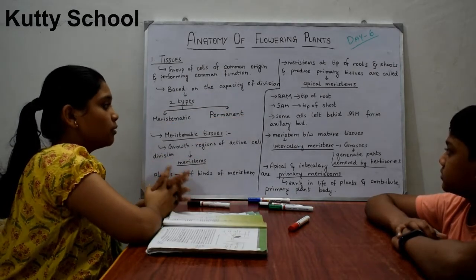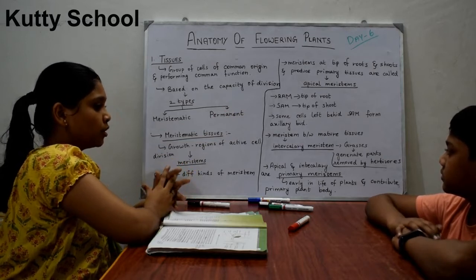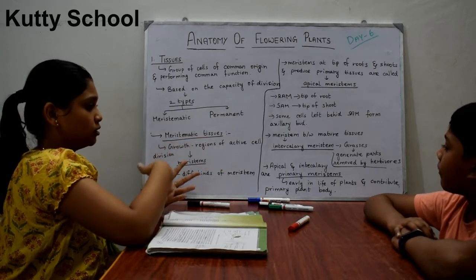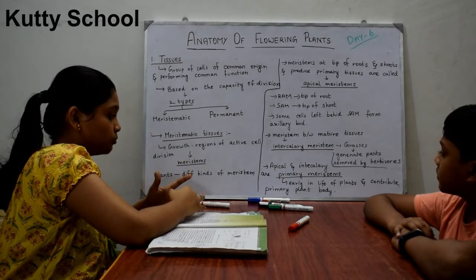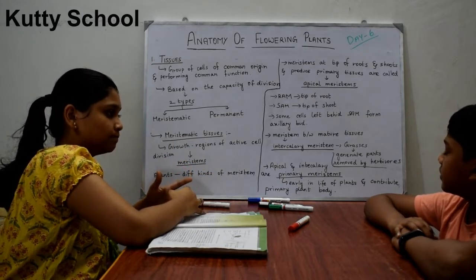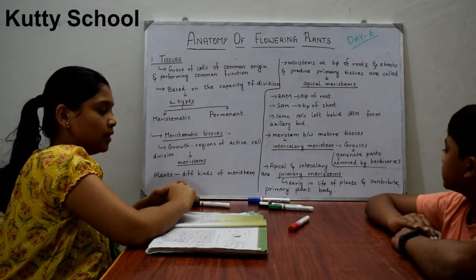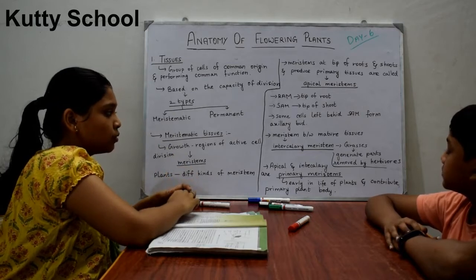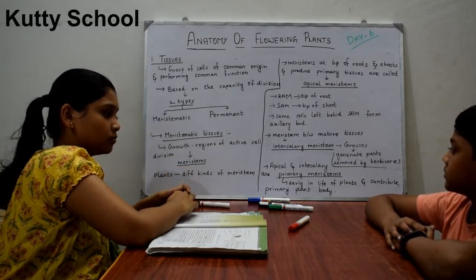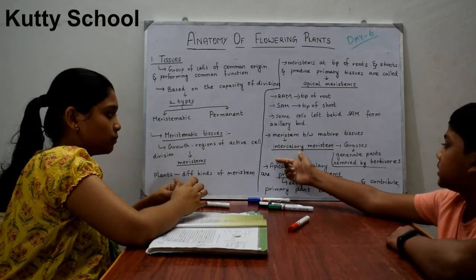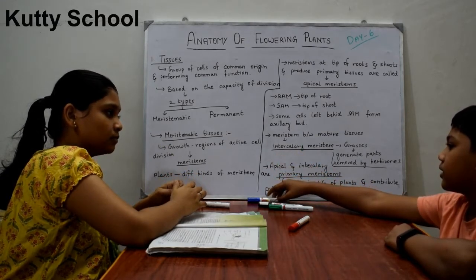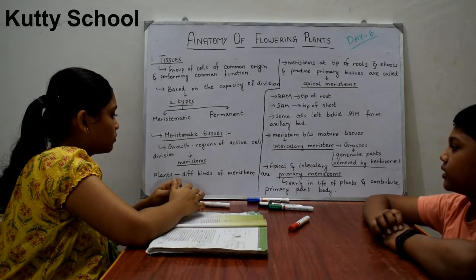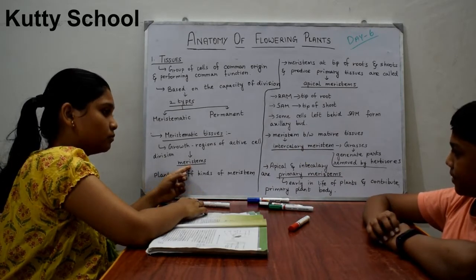Meristems between mature tissues are known as intercalary meristems. Mature tissues are those tissues which have matured. These are observed generally in grasses and many green plants. So what does this intercalary meristem do? It regenerates. What is intercalary? Do you know the meaning of meristem?